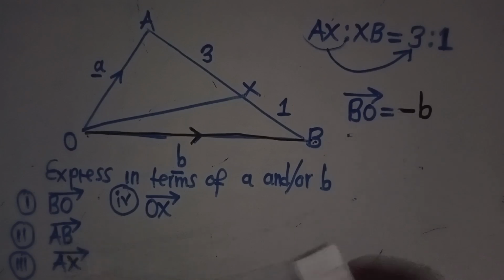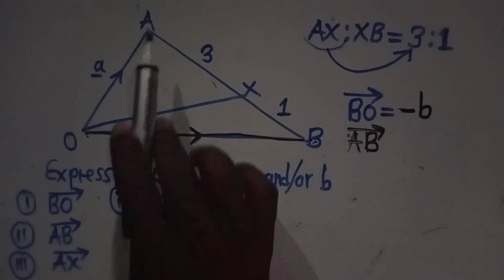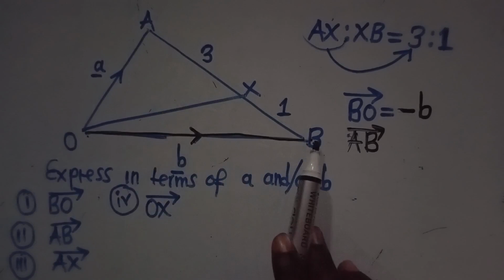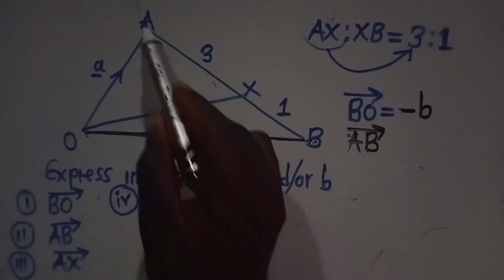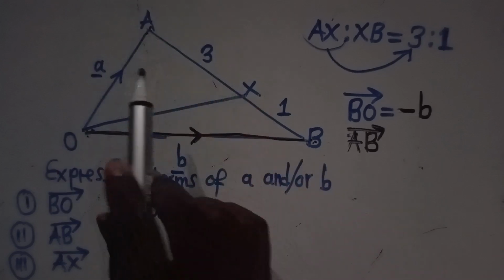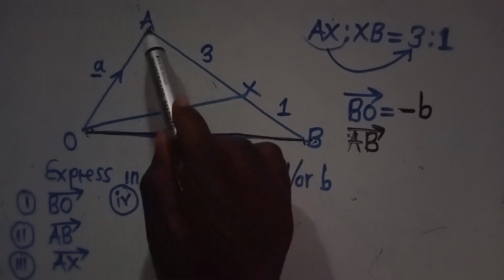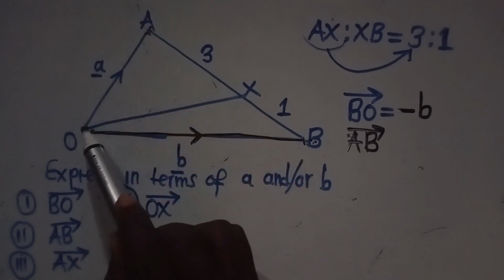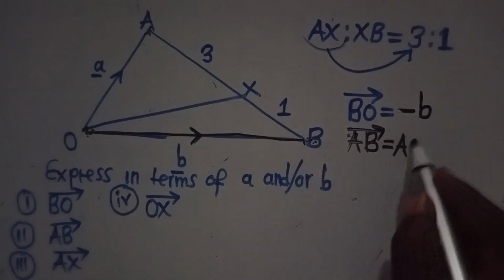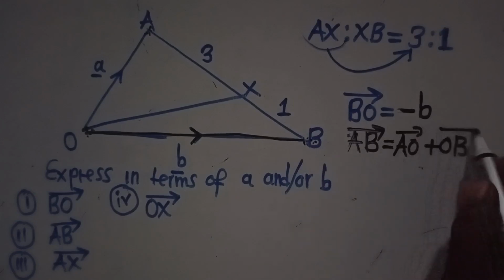I move to AB. How can I find AB? In which way can I find AB? Am I given anything here? No, I'm not given anything. So I'll move from A to O, then from O I proceed to B. So AB is equal to AO plus OB. This is what you are going to do.